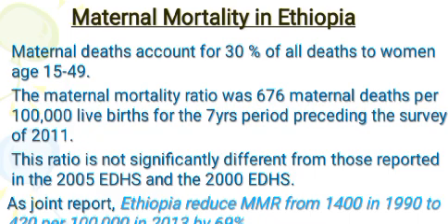As a joint report, Ethiopia reduced maternal mortality rate from 1,400 in 1990 to 420 per 100,000.